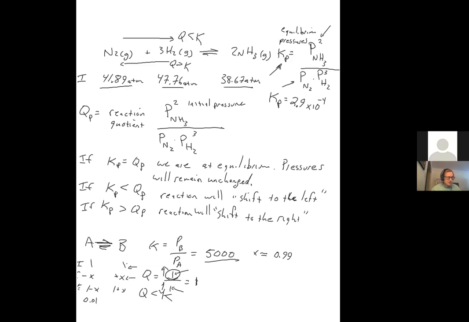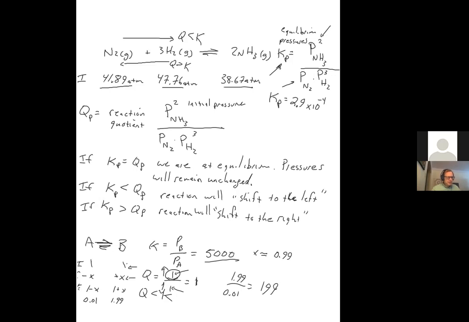On the other hand, B goes up because A is being converted into B. So it'll go up by 0.99. So now it would be 1.99. And so if you take 1.99 over 0.01, well, you get 199. So we're still not at 5,000, you know, so maybe instead of x being 0.99, maybe it's 0.999, right? And eventually it'll get there, okay?